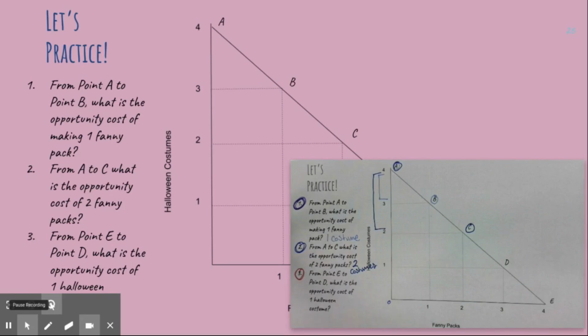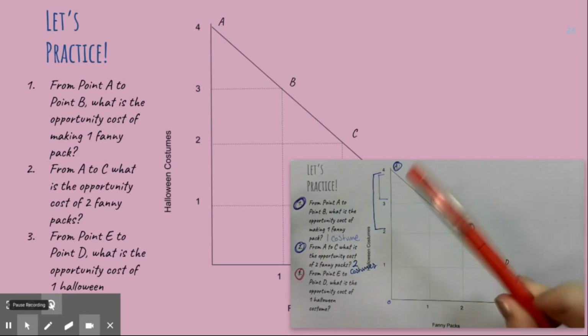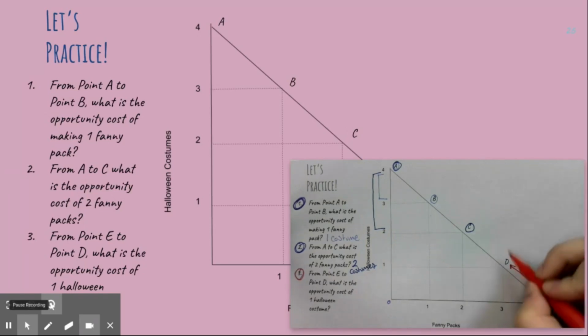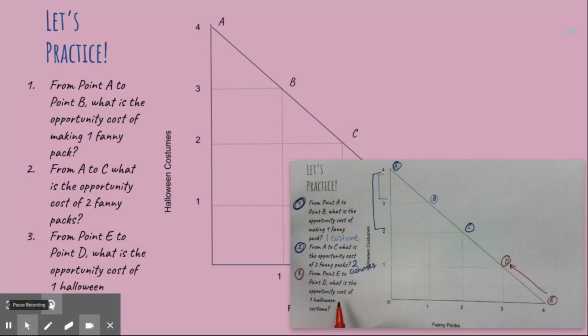Okay. Number 3, I'm going to do in this reddish, orangish pen. Okay. So from point E to point D, let's label where we're going. From E, we're going this way up to D. What is the opportunity cost of 1 Halloween costume? Okay, so we start out at point E. What are we making at point E?